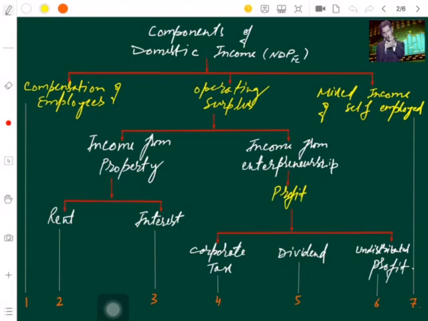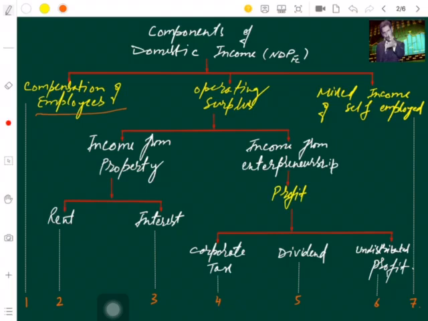As you can see on the screen, the components of domestic income, NDP at FC, are, first, compensation of employees. This compensation of employees is paid in cash or in kind. Salaries are paid in cash or kind. I am being paid a salary and given a quarter to reside in by the company and asked for no rent. That is my compensation, but in kind. So compensation of employees, in cash or in kind, is included.